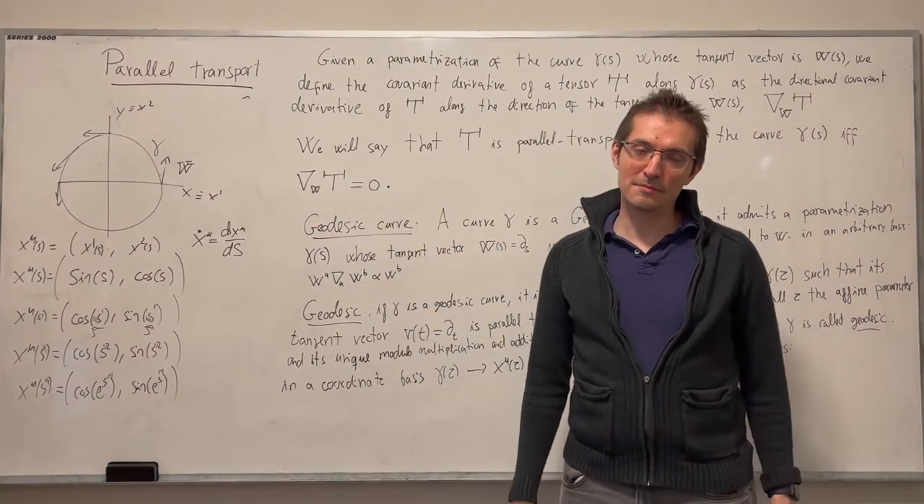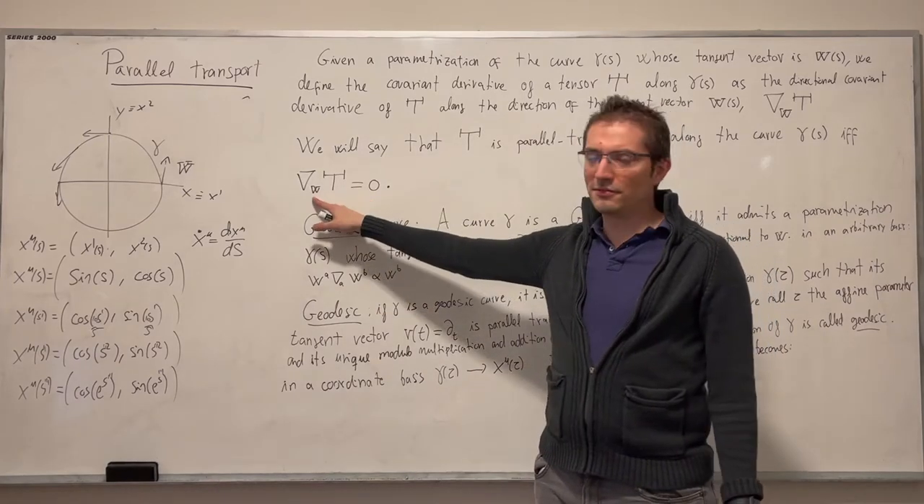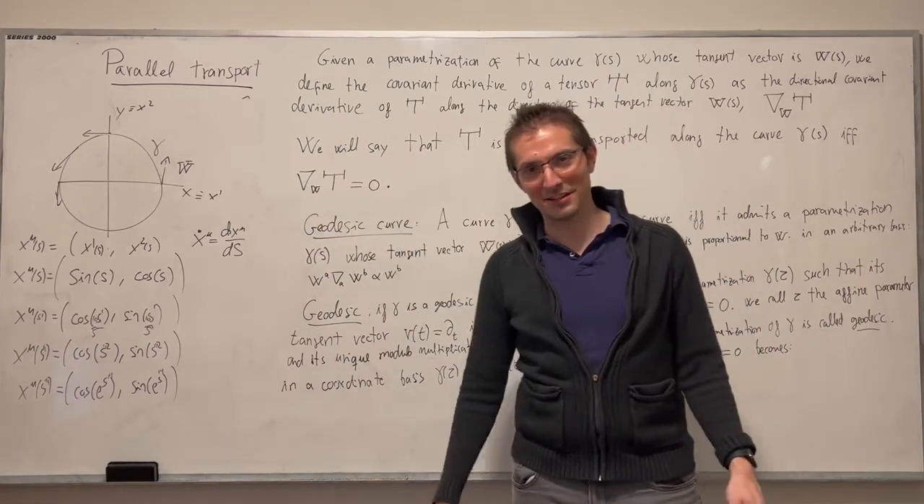All right, so we have a notion of parallel transport that uses the notion of covariant derivative that we saw in the previous video. If the tensor doesn't change along the curve, then the tensor is parallel transported.